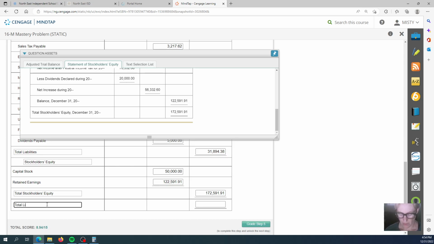Total liabilities and stockholders' equity. I must have spelled something wrong here. Oh, there it is. Stockholders' equity.